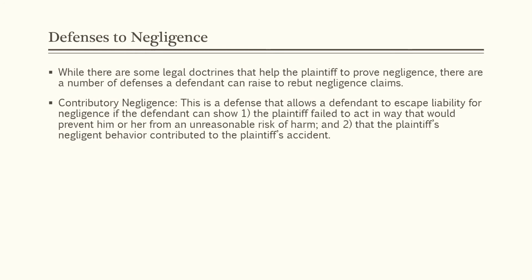A classic example of this would be speeding. Suppose that the defendant runs a red light and hits the plaintiff's car, but the plaintiff was speeding. The plaintiff then contributed to the accident by her speeding, and that would be an unreasonable risk of harm, and so therefore the defendant would be able to use contributory negligence as a defense in the plaintiff's negligence action based on the car wreck.